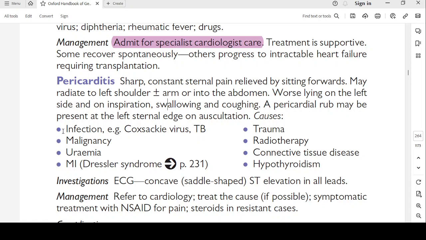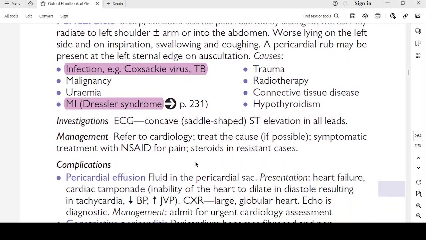Causes of pericarditis are infections like Coxsackie virus and tuberculosis. Malignancies and uremia can cause pericarditis; MI, Dressler syndrome, trauma, radiotherapy, connective tissue disorders, and hypothyroidism can also cause it. The first investigation to be done in case of pericarditis is ECG.